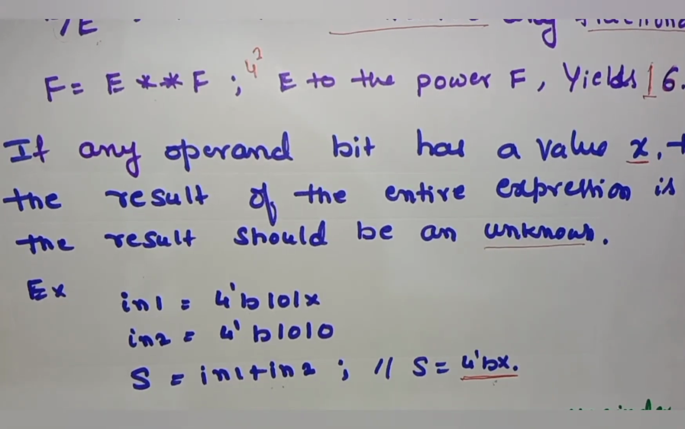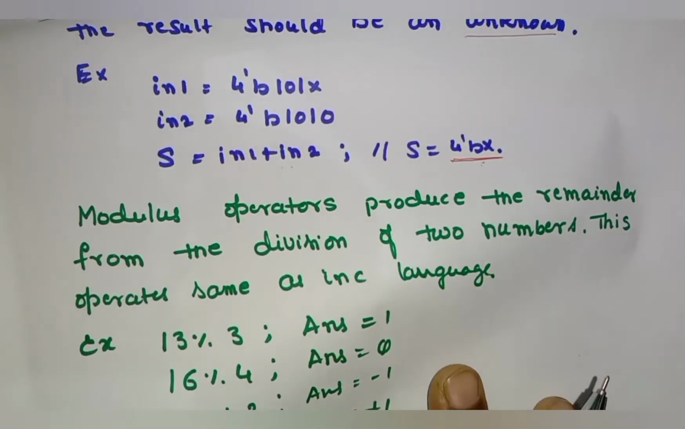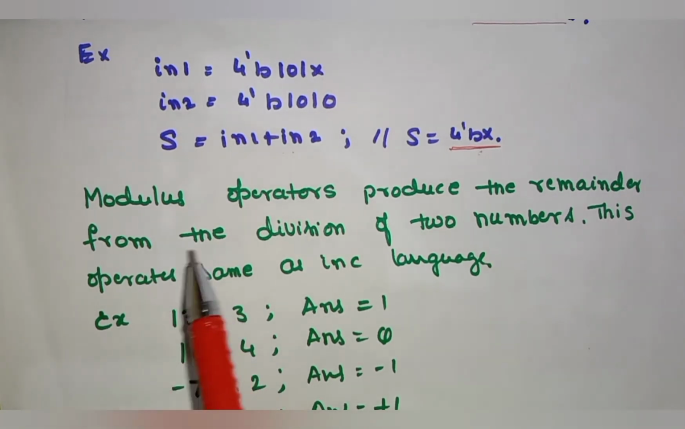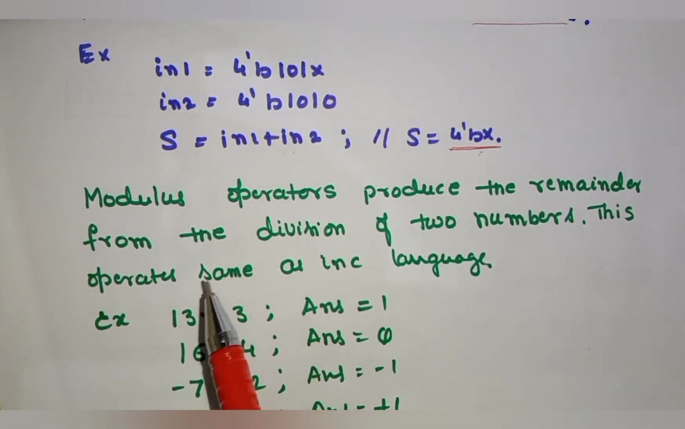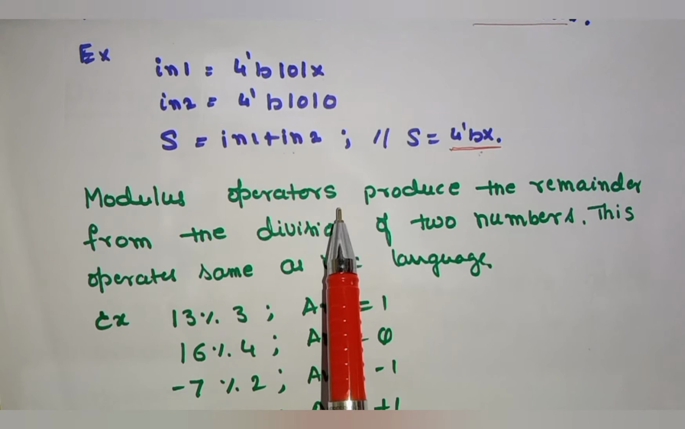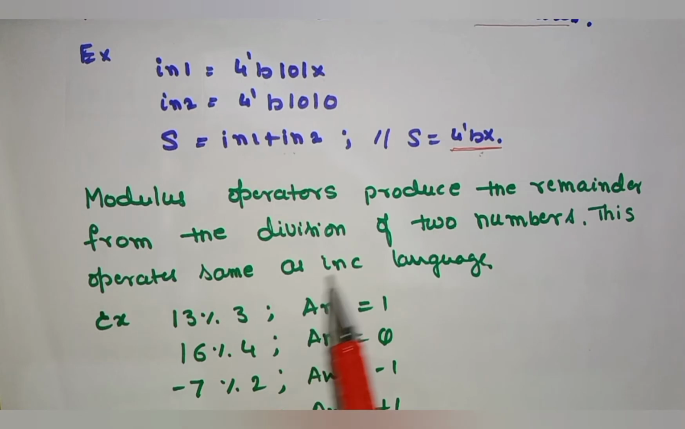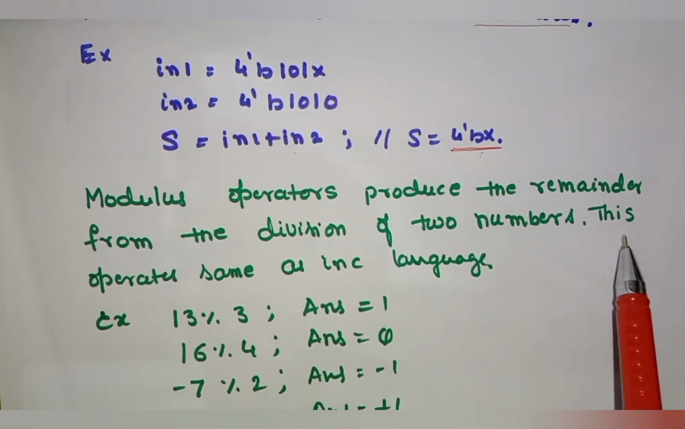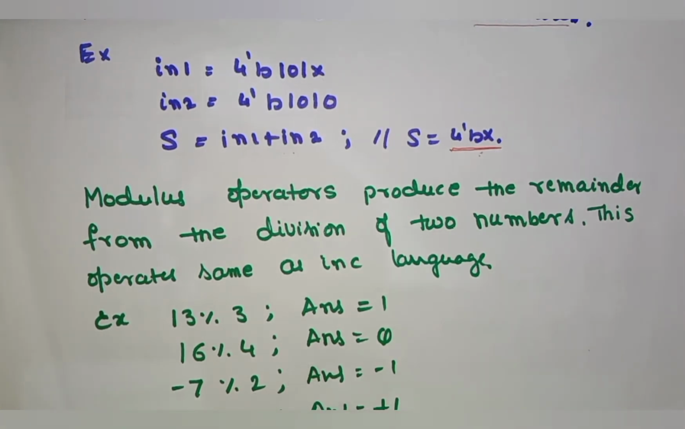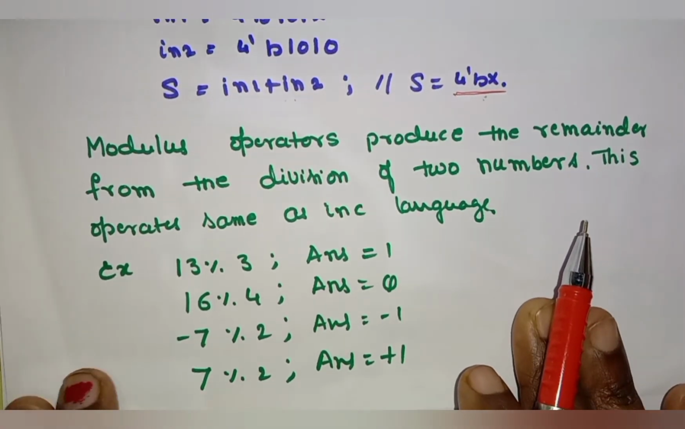Another operator is the modulus operator. What is the modulus operator? The modulus operator produces the remainder from the division of two numbers. It operates the same as in the C language. In C also we have the same operator and it gives the same result.